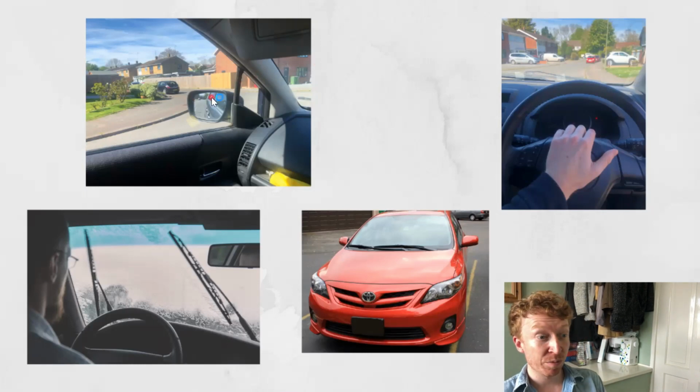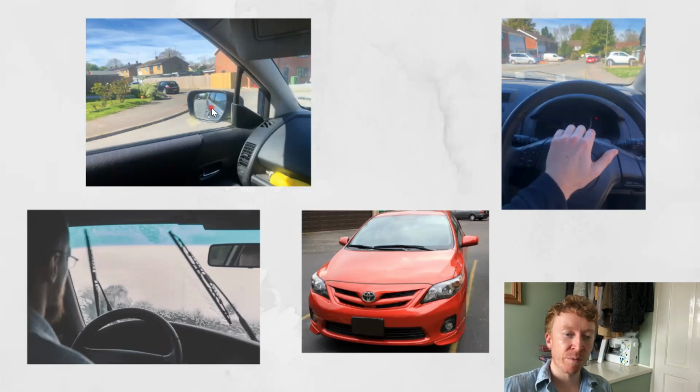This is the left wing mirror, and the left wing mirror will allow you to see on the left side of the car, obviously. And you have the right wing mirror to see down both sides of the car. And of course you have this one here, you have the rear view mirror as well. 3 main mirrors in the car.